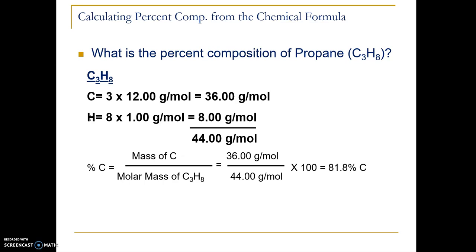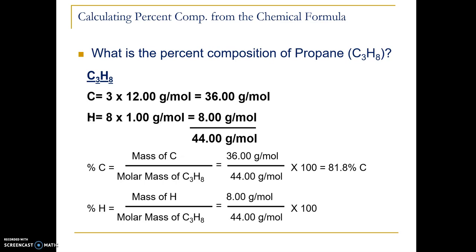We'll do the same thing for hydrogen. The mass of the hydrogen divided by the total mass of the compound. Just the hydrogen was 8. The total mass of the compound was 44. Again, multiplying by 100, and so you get 18.2% for your hydrogen.